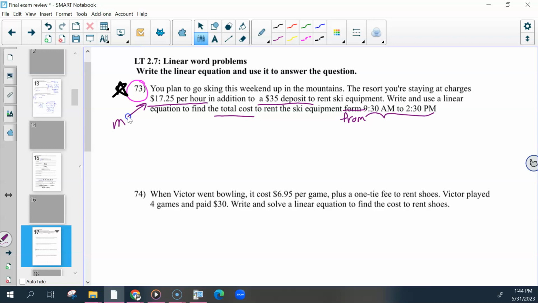B is going to be anytime you add on something and it doesn't go with the other thing. Like you're going to add it to the total, but it's not processed in this 17 per hour. So this 35.